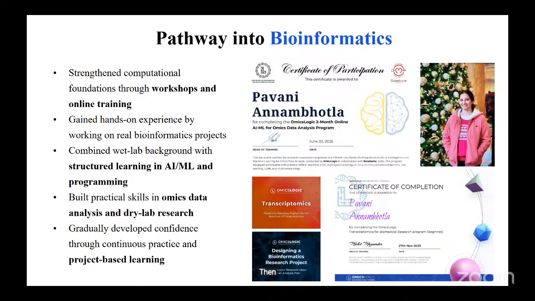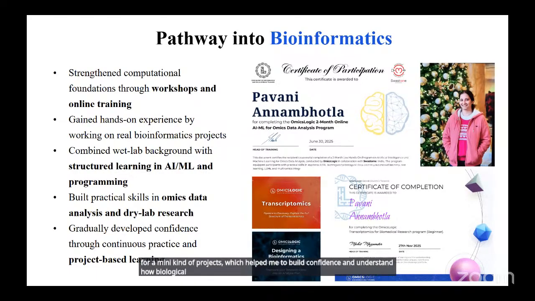Then I began exploring real world data sets from platforms like NCBI, GEO, and ENA, and I started working with public data sets for mini projects, which helped me build confidence and understand how biological data is structured.